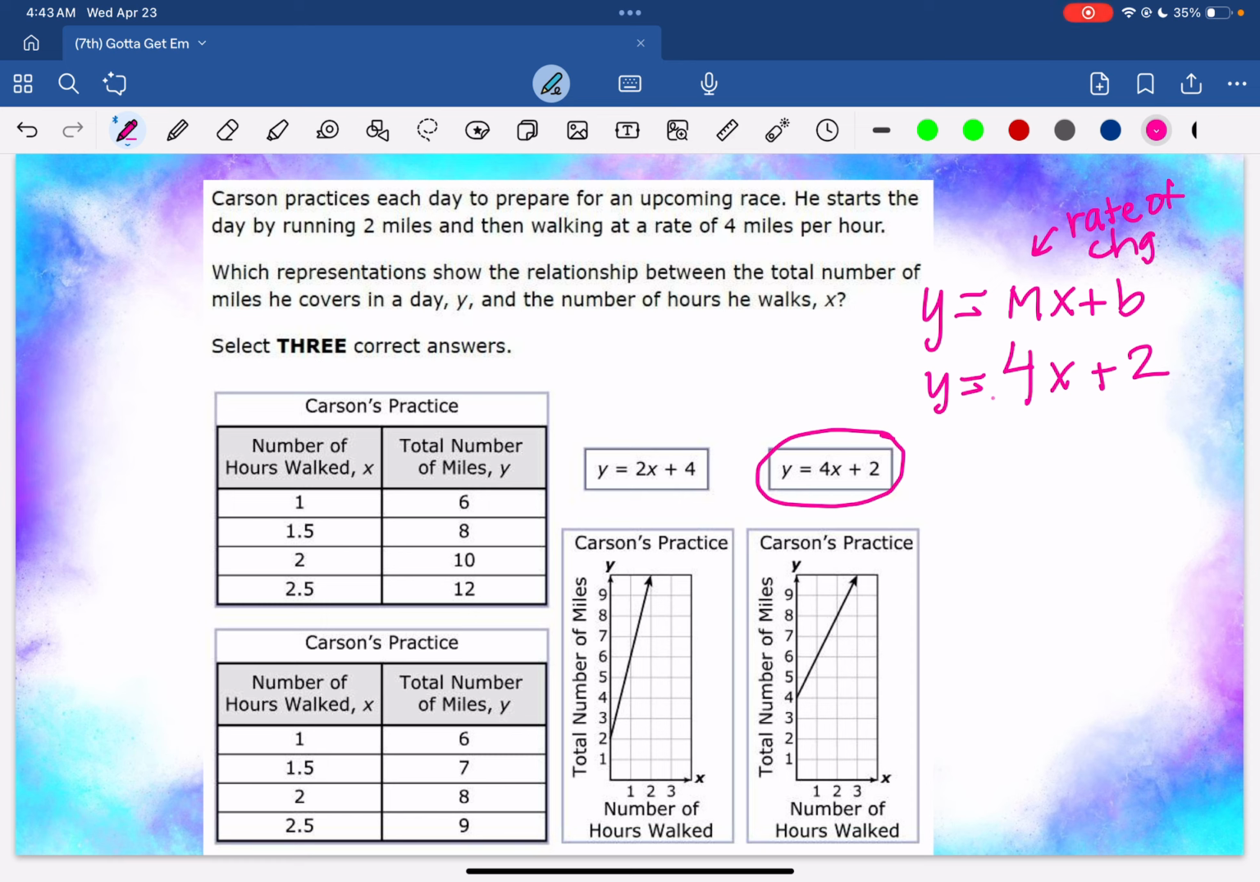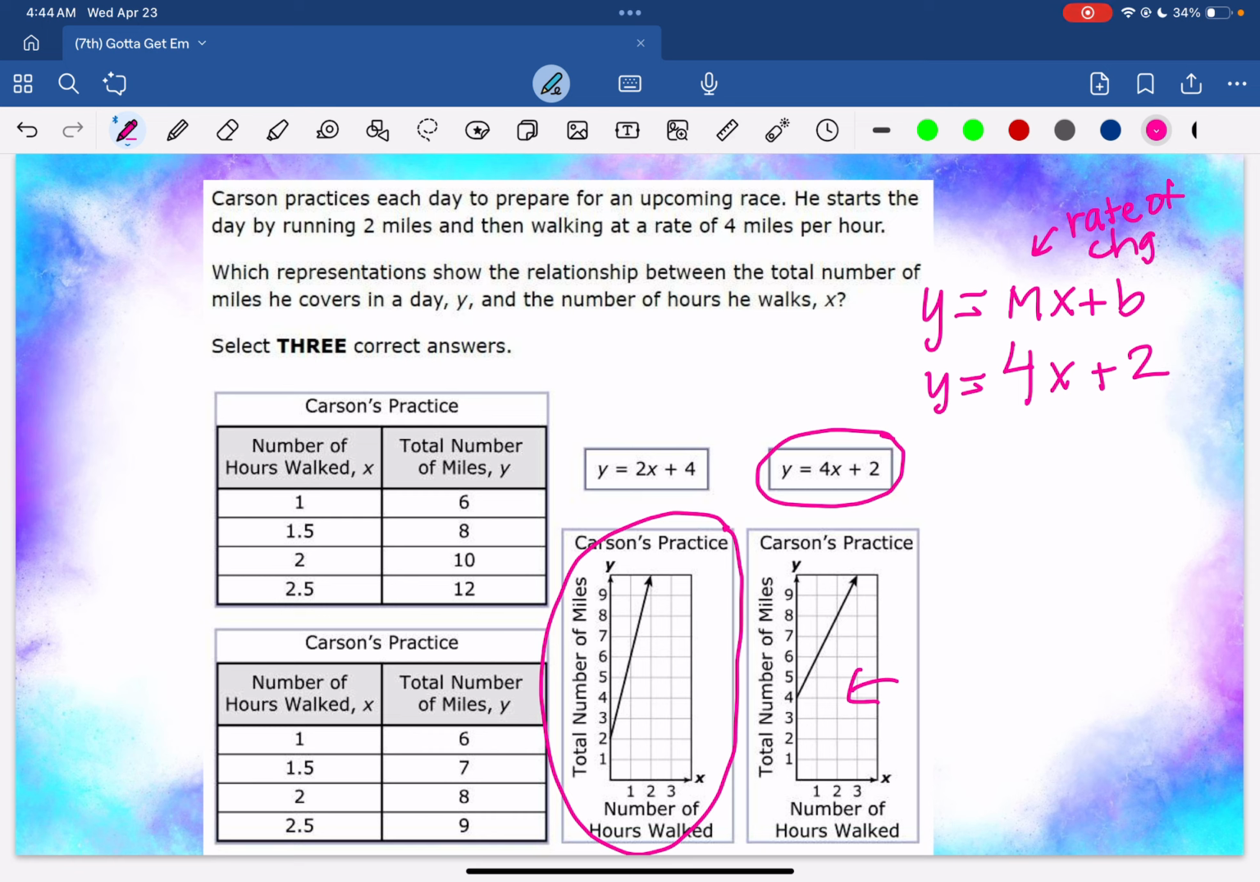It says, which representations show the relationship between the total number of miles he covers in a day, y, and the number of hours he walks? So I think with these kinds of problems, kids just answer the first one and keep moving. Like, they don't go through all of them and don't get all the maximum points they could get. I'm going to go to the graph next. So your initial value is 2, meaning it's going to start at 2 on the y-axis in this particular problem. So we know this one, because this one starts with 4, so that's not possible.